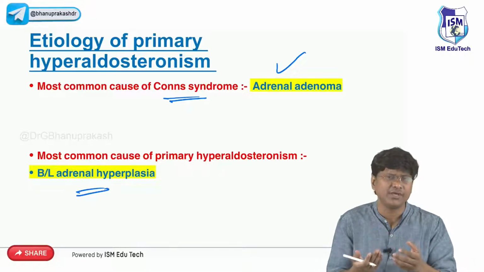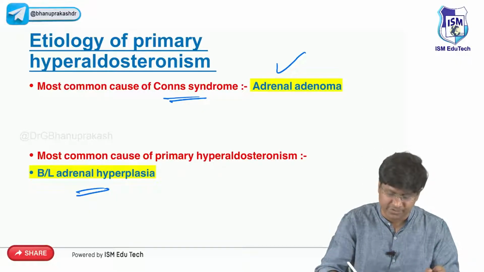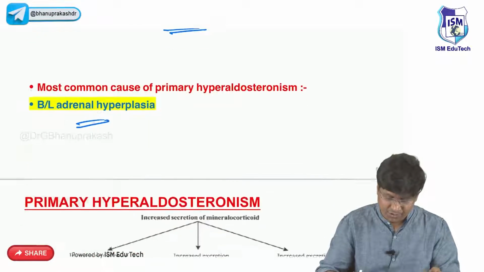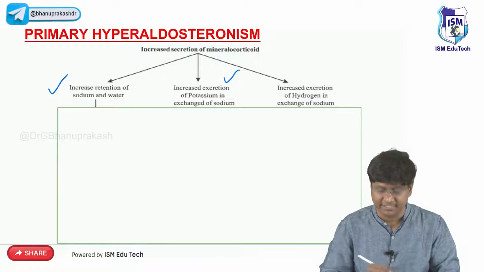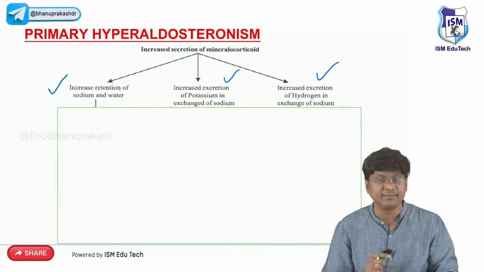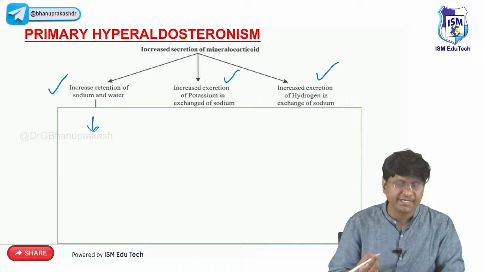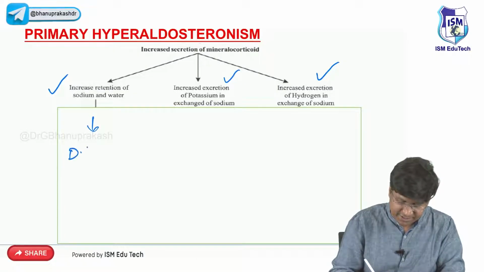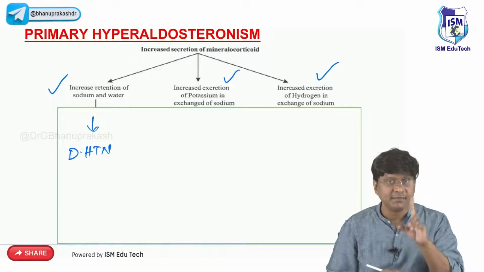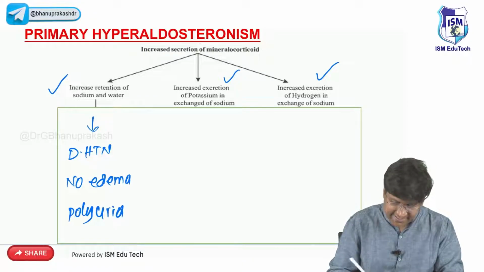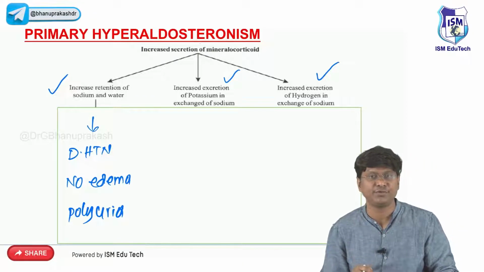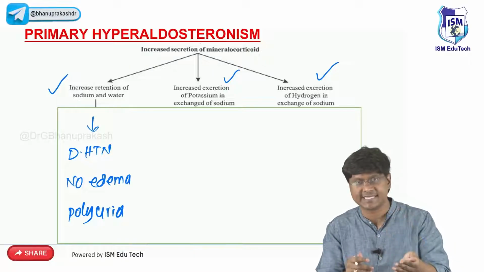Now, in Conn's, what is happening? There is hyperaldosteronism, right? So there is increased sodium and water retention. There is potassium excretion causing hypokalemia, and there is H+ excretion causing metabolic alkalosis. Because of increased sodium and water retention, these patients will have diastolic hypertension. But a very important point you need to know is that they will not have edema and they will have polyuria. Why is there no edema and why do they have polyuria? That is because of the aldosterone escape phenomenon.